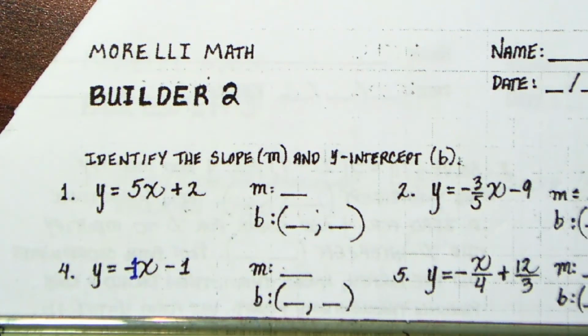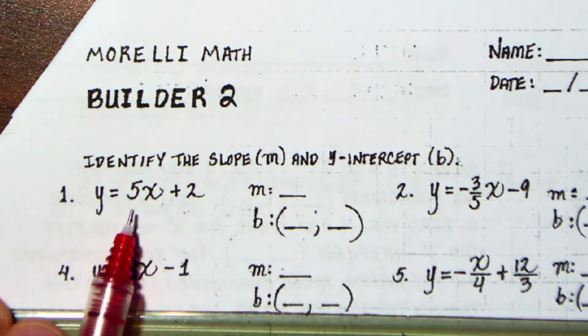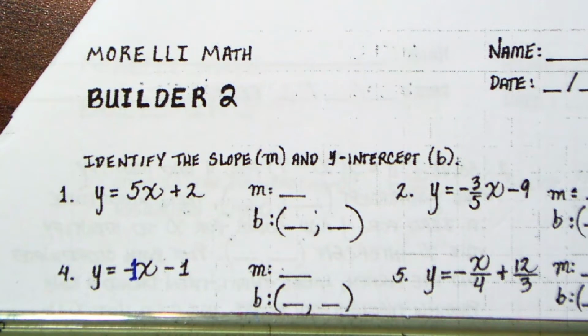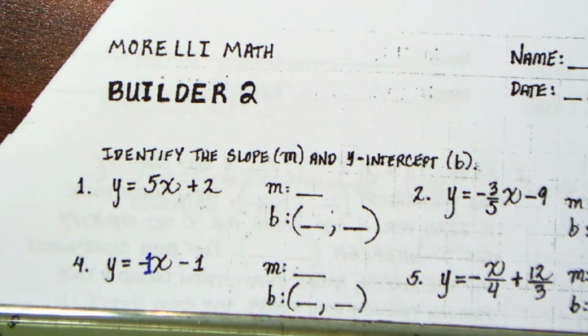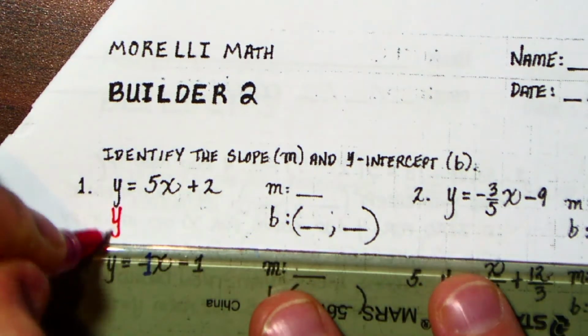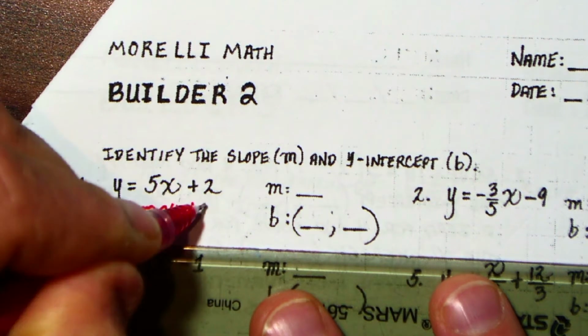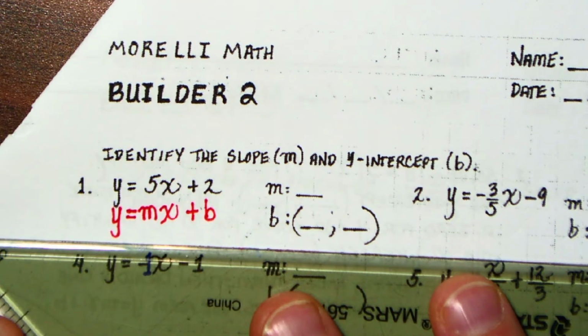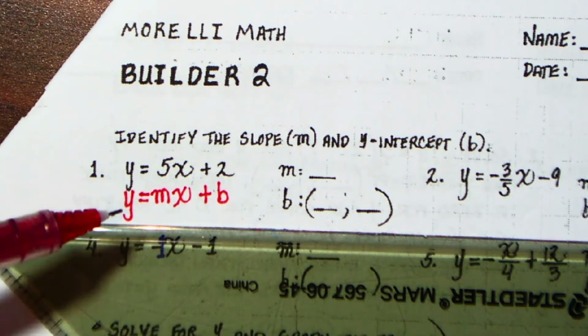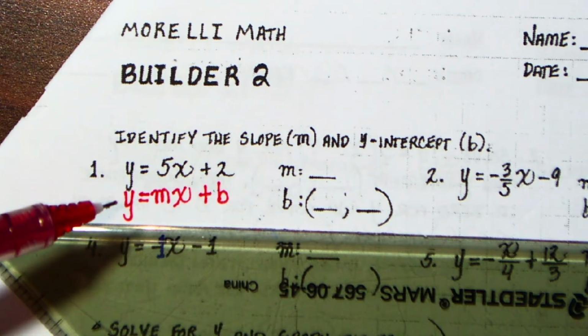All right, ladies and gentlemen, let's get started with the solutions to Builder 2. In question 1, we are asked to identify the slope, which we're calling m, and the y-intercept, which we're calling b. So this equation is written in the form y equals mx plus b, and so it should be possible to read the slope m directly off of the equation. So the slope is 5.